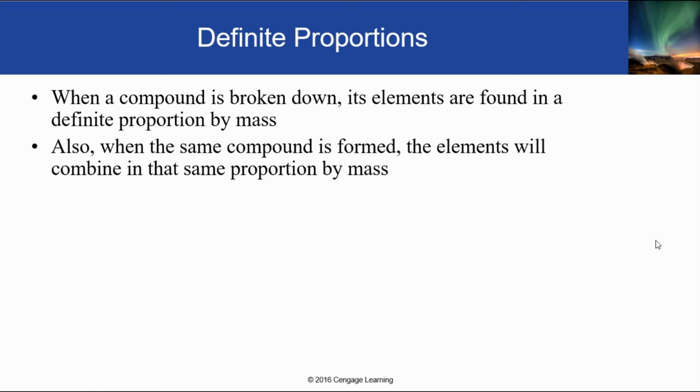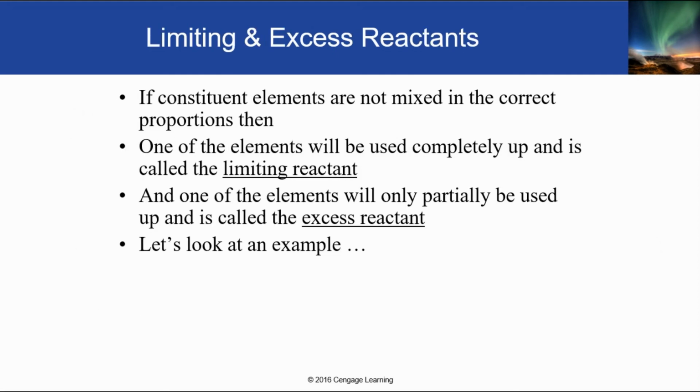When the same compound is formed as well, the elements will combine in the same proportion by mass. So, laging ganun yung kanyang magiging proportion. So, nakita natin kanina yung water, ang proportion niya ay 8:1. 8 oxygen is to 1 hydrogen. So, parang ganun. So, another way to look at it, or to ask, is what if merong sobra? What will happen? So, dito na papasok yung idea ng limiting and excess reactants.